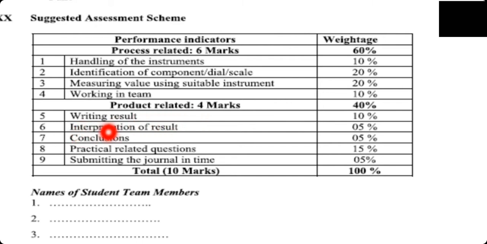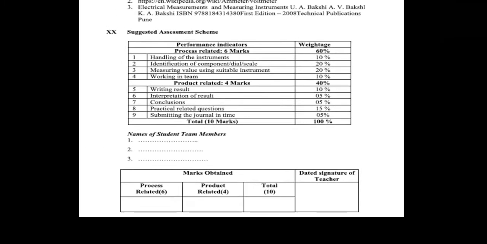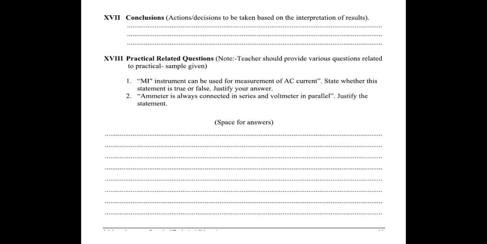Product related, 4 marks: writing result 10%, interpretation of result 5%, conclusions 5%, practical related questions 15%, submitting the journal in time 5%. Total 100%. Here the student writes the name, team members, marks obtained out of 6 and out of 4, total out of 10, date and signature of teacher.